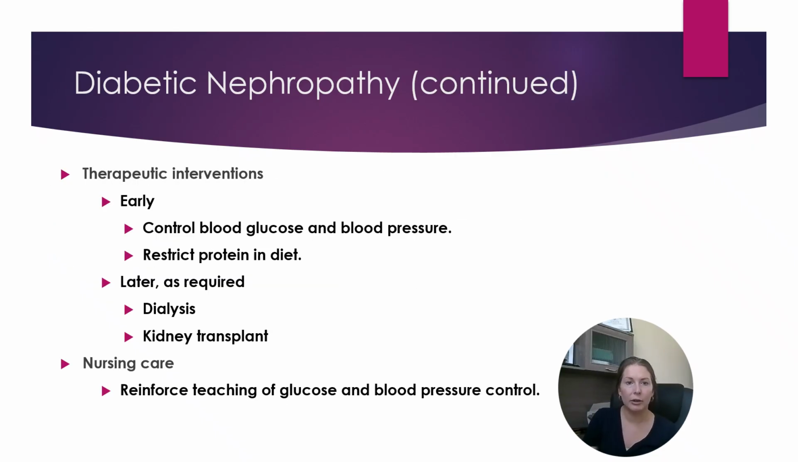Okay, so early we want to control blood glucose and blood pressure, restrict protein in the diet. Later, we can expect to have dialysis or a kidney transplant whenever you progress through that CKD to end-stage renal.